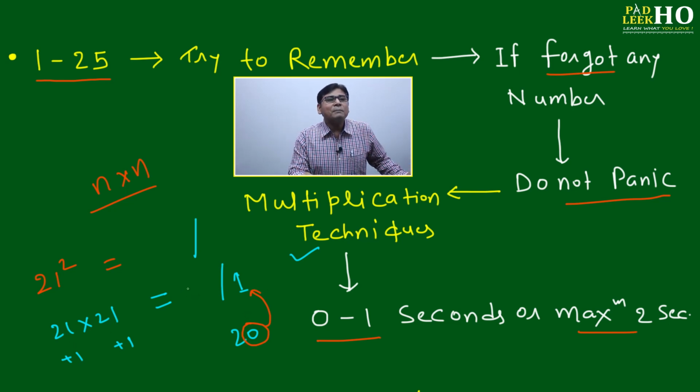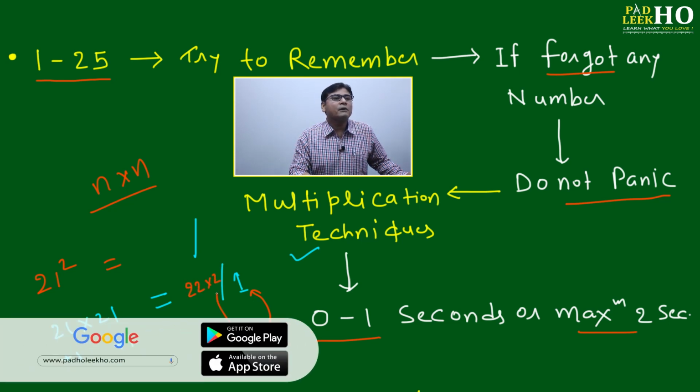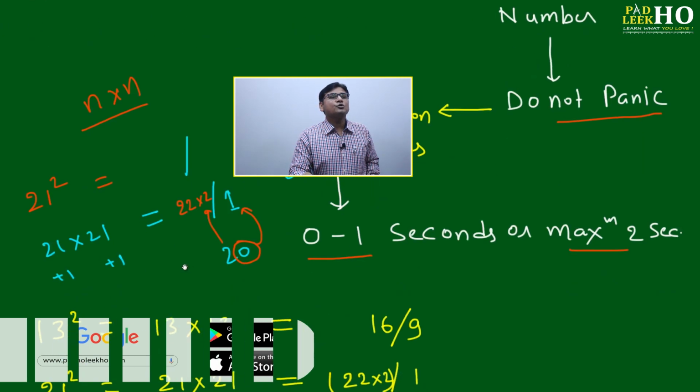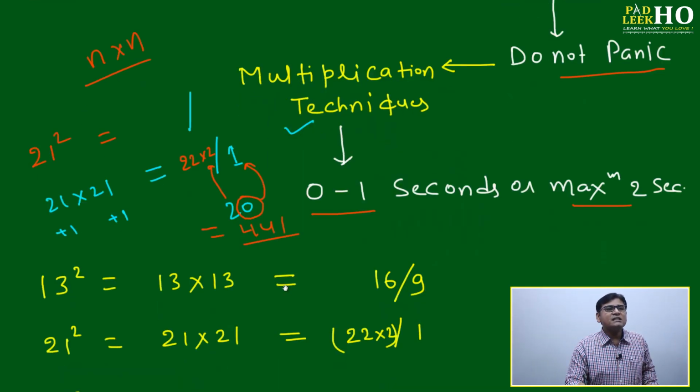Now 21 plus 1 becomes 22. The only thing you have to do is multiply this number by 2, so 22 into 2 becomes 441. It will take hardly 1 second. Only the explanation is taking more time. If you forgot, you can just apply this technique.